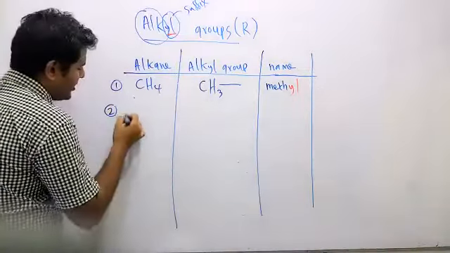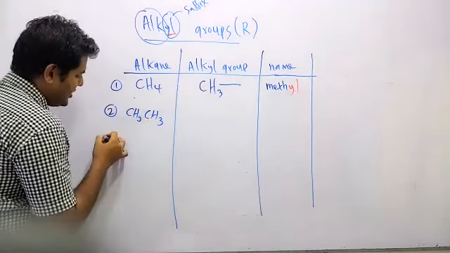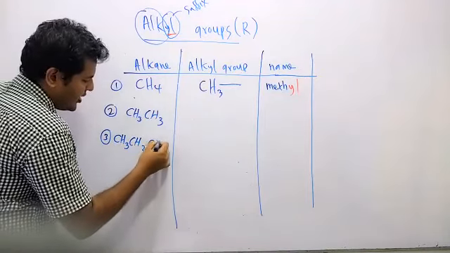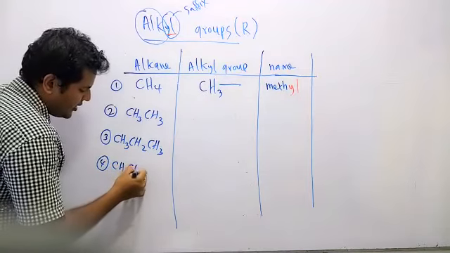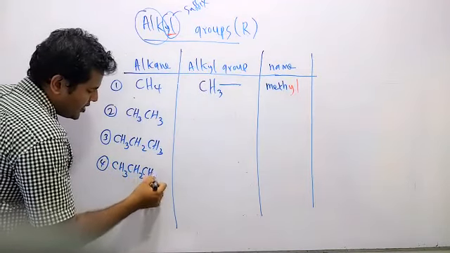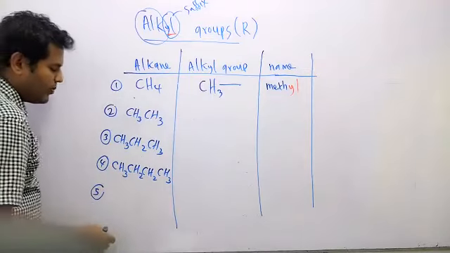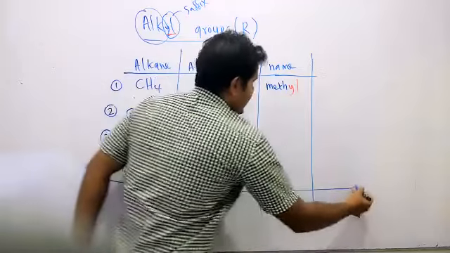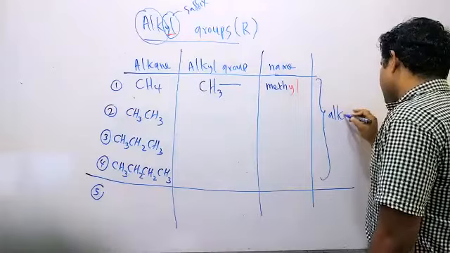Ethane, that is CH3CH3. Next one, propane, CH3CH2CH3. Then butane, CH3CH2CH2CH3. It's enough to go up to butane. These are referred to as alkyl groups.